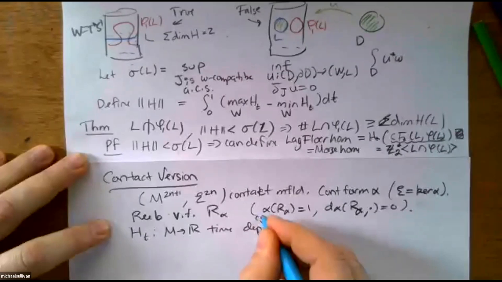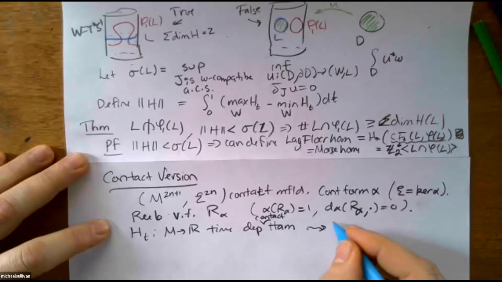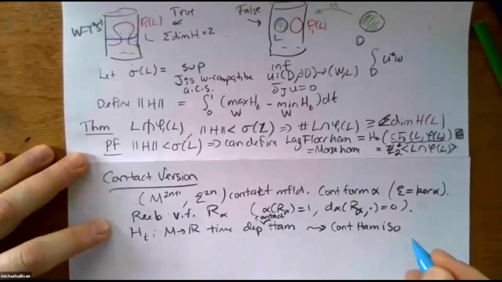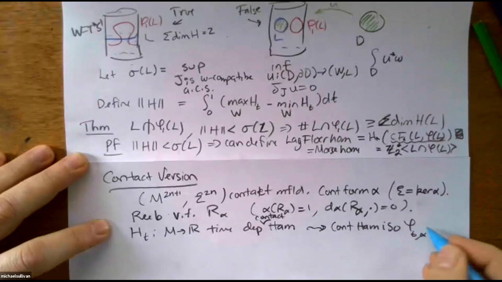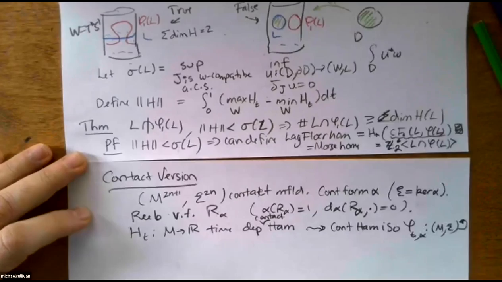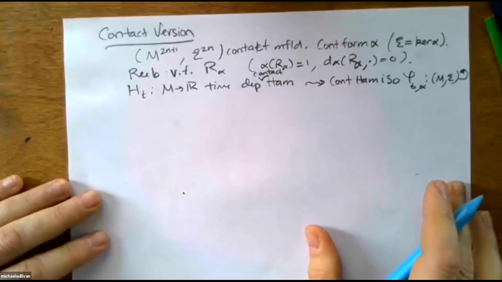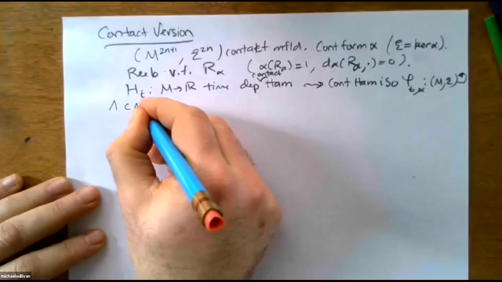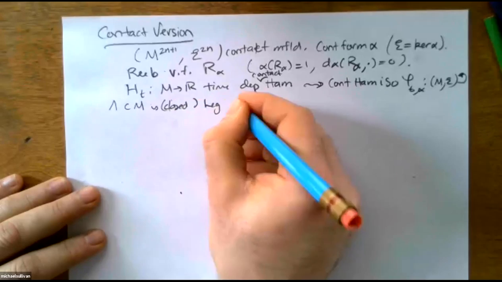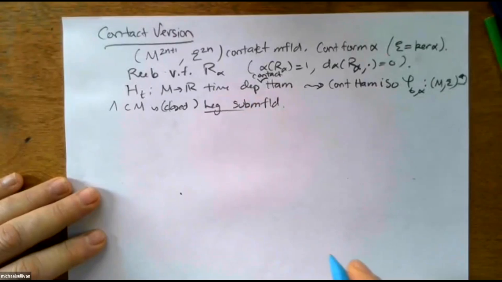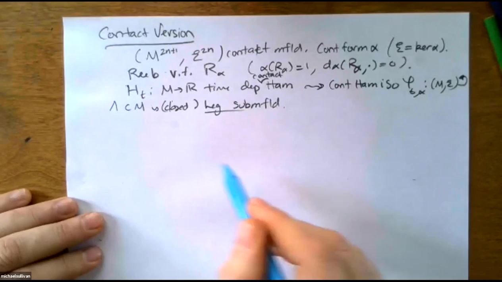And using this contact form, you can define a contact Hamiltonian isotopy, which I'll denote by phi t alpha, to emphasize the fact that it does depend on alpha, the contact form. And then one more notation. We need the analog of Lagrangian, so in this case that's going to be a closed Legendrian submanifold lambda, where the dimension of lambda is a little bit less, it's n, and the tangent space of lambda is in the contact distribution.